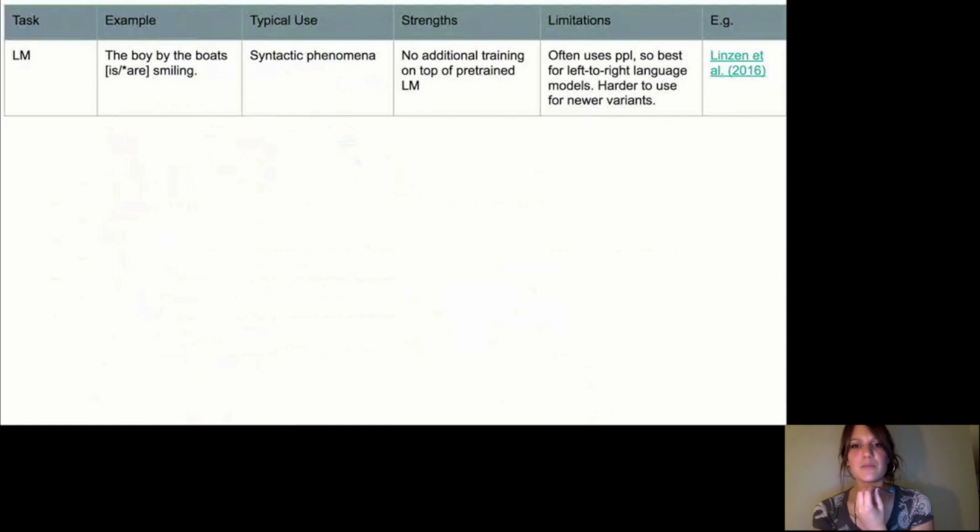So those kinds of language modeling tasks for things like subject-verb agreement and other syntactic phenomena have been pretty widely used.